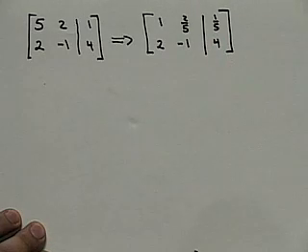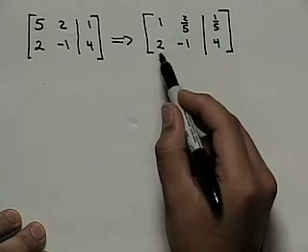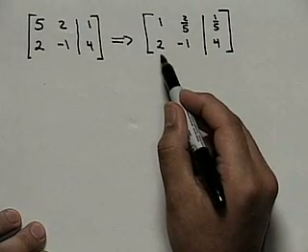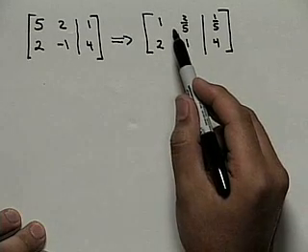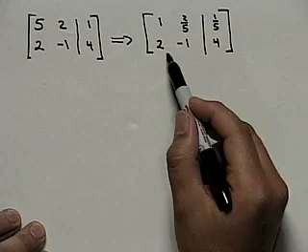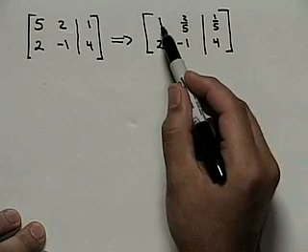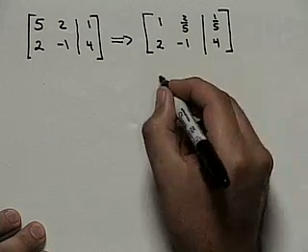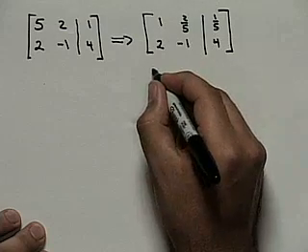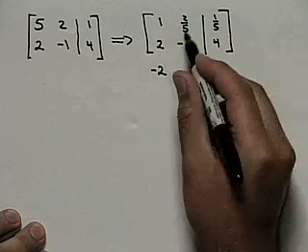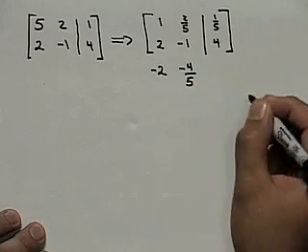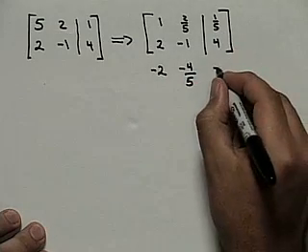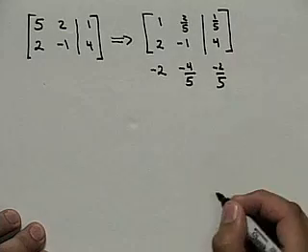Now, in order to get to our row echelon form, what we need to do is get a 0 in this bottom corner. In order to get a 0 there, what we're going to do is multiply the first row times the -2, and then add it to the second row. So multiplying that first row times the -2, I'll write it beneath, -2 times 1 is -2. -2 times 2/5 is -4/5. -2 times 1/5 is -2/5.